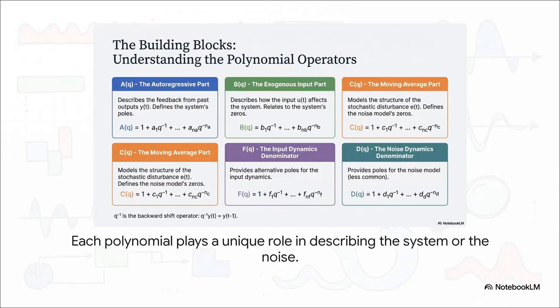Think of these letters, A, B, C, as describing the system's personality. A is all about the system's own memory, right? How its own past affects its present. B describes how outside forces push it around. And C and D, they give us a language to describe the unique character of all that random noise. Seriously, getting these roles down is the key to everything that comes next.